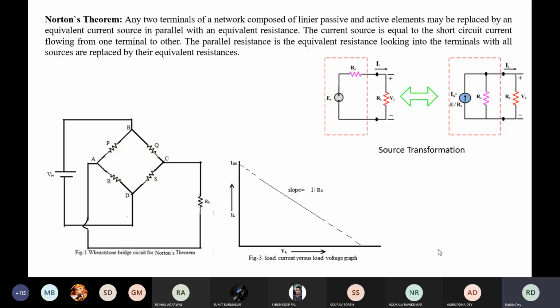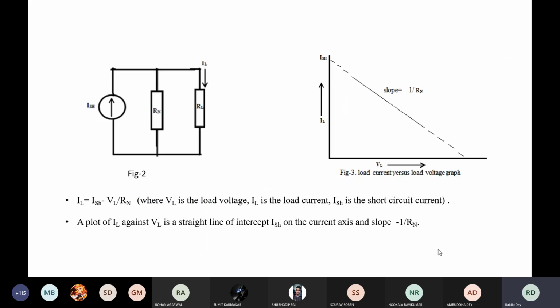Now we'll come to this circuit. Practically we are not implementing this circuit. What we are doing is trying to solve this circuit mathematically. Okay, so if you see this circuit, here we'll get this equation. You can see IL is equal to ISH minus VL by RN. So think about this. If your load voltage is VL, that means voltage across RL is VL, then voltage across RN is also VL, and voltage across ISH is also VL, because they are in parallel, right?